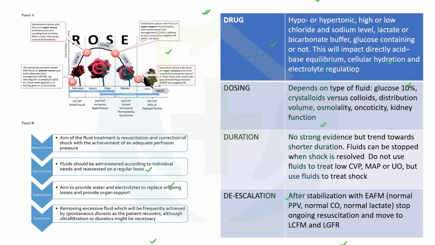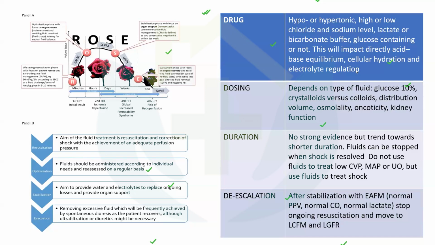So take a patient with cardiac failure, like a patient with known systolic dysfunction, LV dysfunction, ejection fraction of, suppose, 30%. If this patient presents with shock and there is an indication that they are dehydrated or there is a need of fluid, we have to give fluid. We have to resuscitate the patient, and then monitor whether it is helpful or not. First is resuscitation, then optimization, and stabilization is the next step. Aim to provide water and electrolytes to replace ongoing loss and provide organ support.